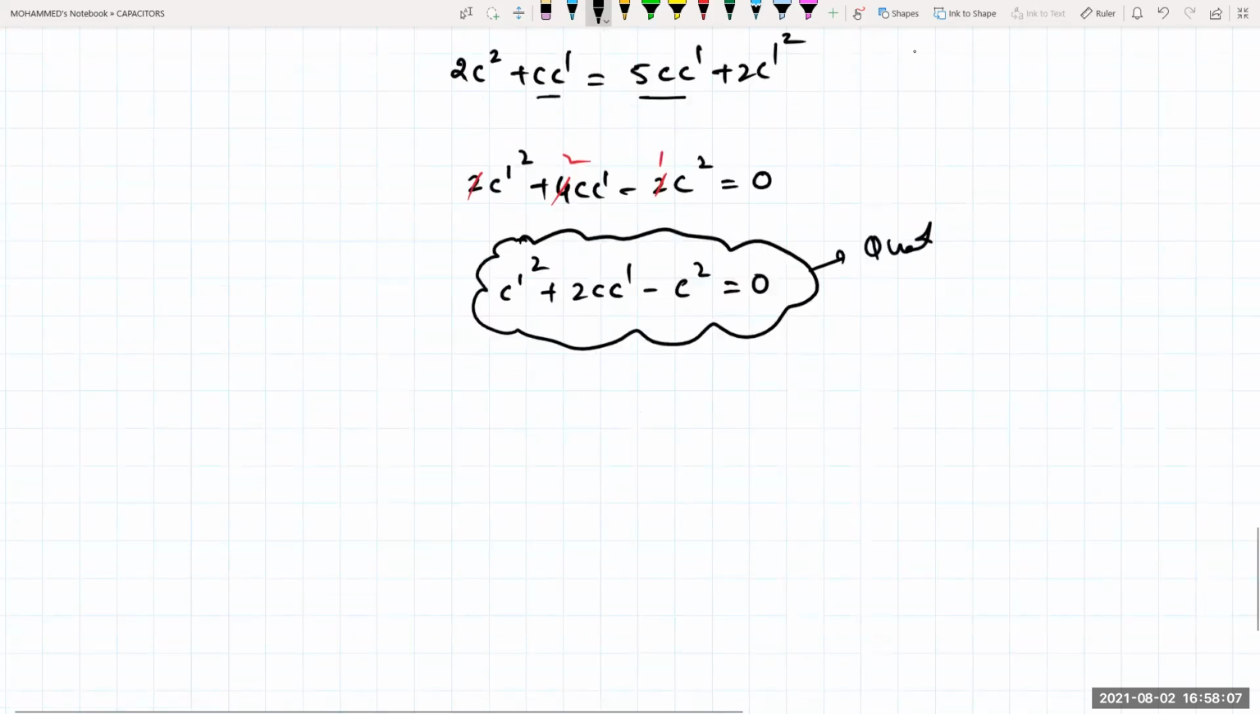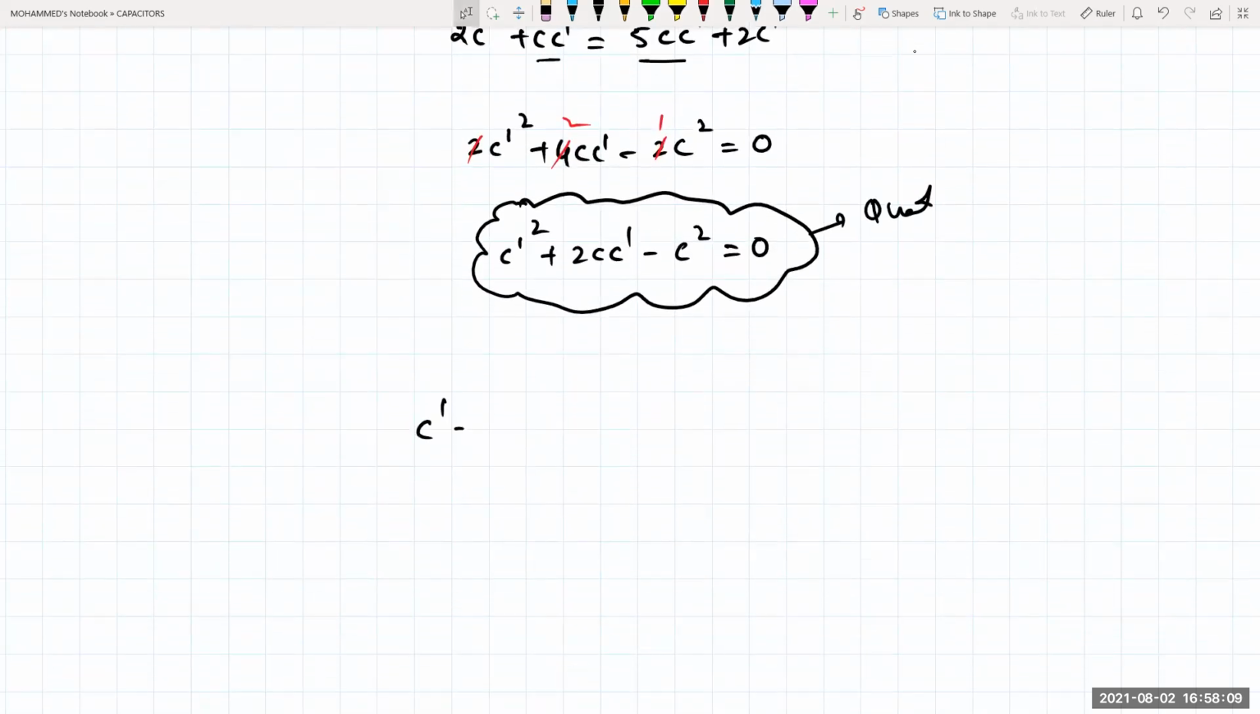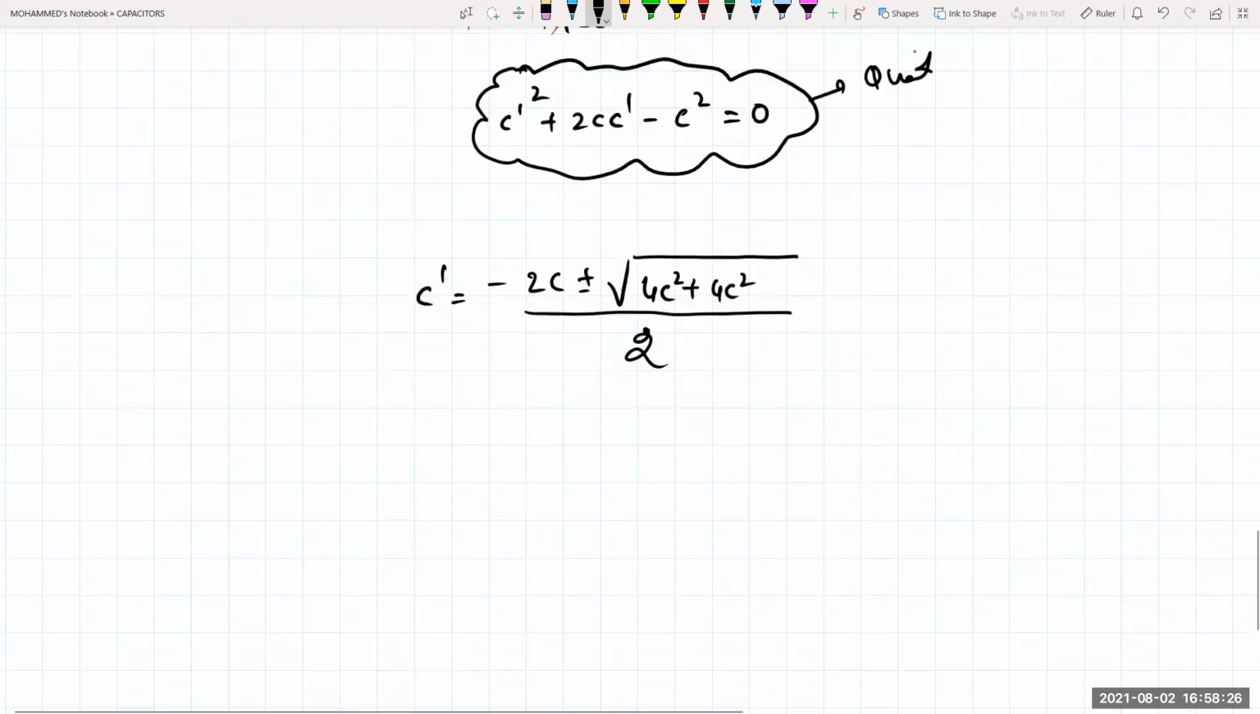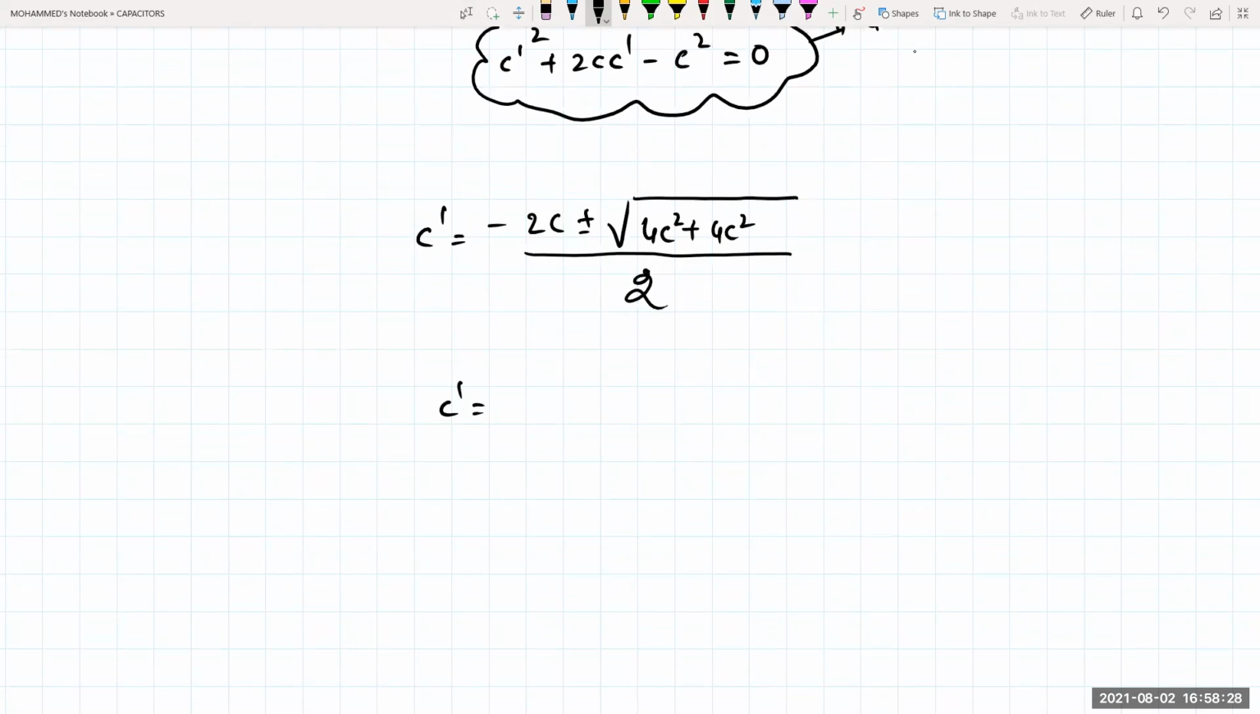So that means c dash will be equal to minus 2c plus or minus under root of 4 into c square plus 4 into c square, divided by 2. Then multiplying, c dash will be equal to minus of 2c plus or minus this will become how much?